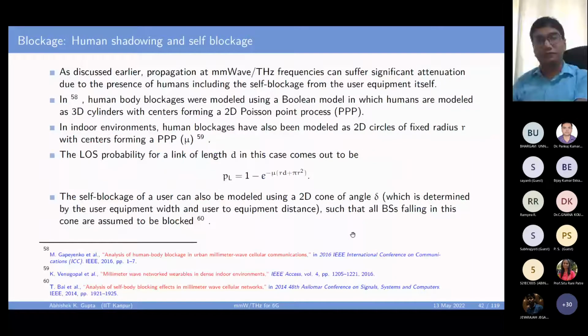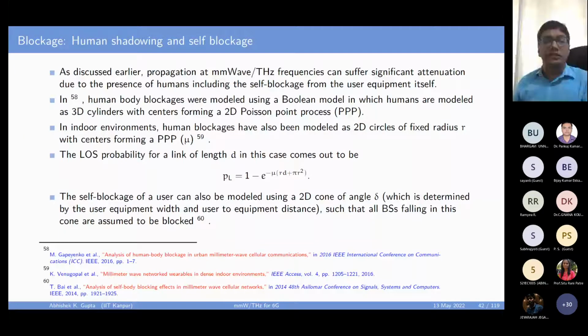Right. Apart from the foliage losses and the penetration losses, you have other blockage in millimeter wave, which is human shadowing and self blockage. So your own body can reduce the signal to your own mobile. Even the mobile body can also reduce the signal strength to itself. There are various ways these can be modeled, because if you look at pedestrian settings, humans can move and can be modeled as random.